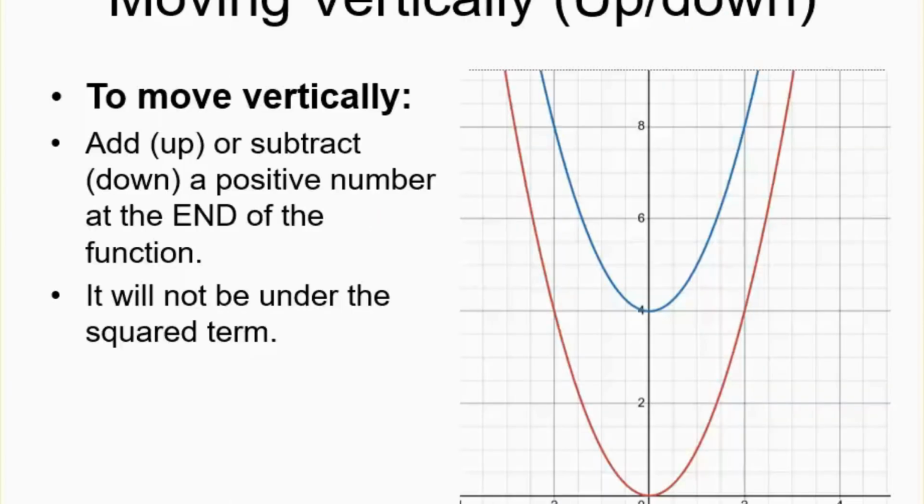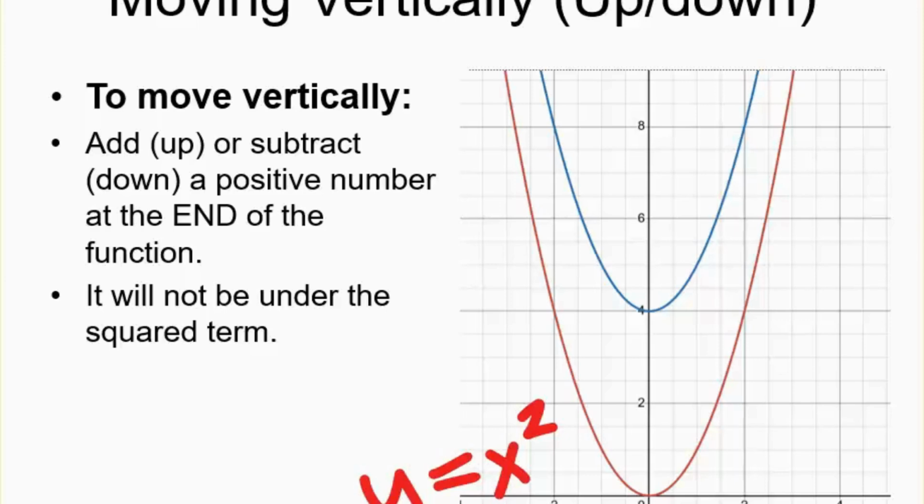We can also move a graph vertically, meaning up or down. To do this, all we're going to do is add, which is going to move us up, or subtract, which is going to move us down, a number at the end of the function. So this will not be under the squared term.